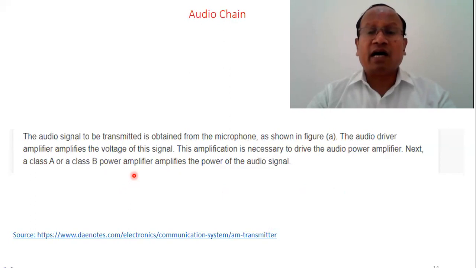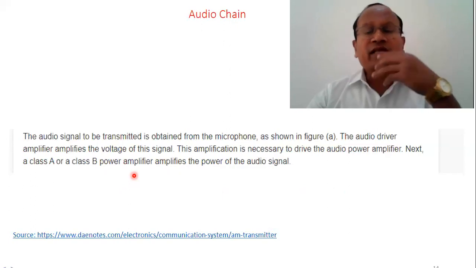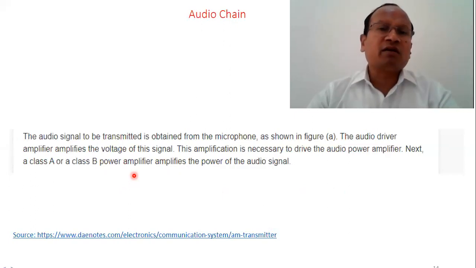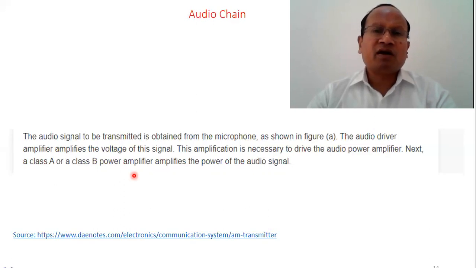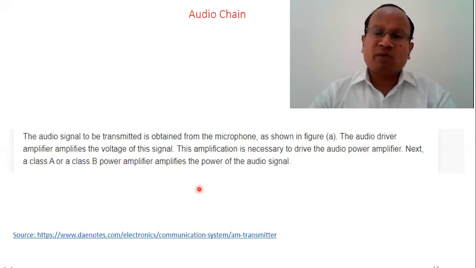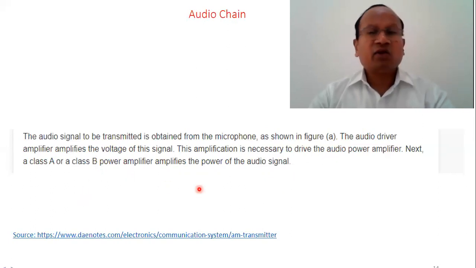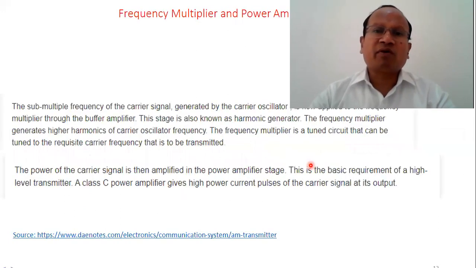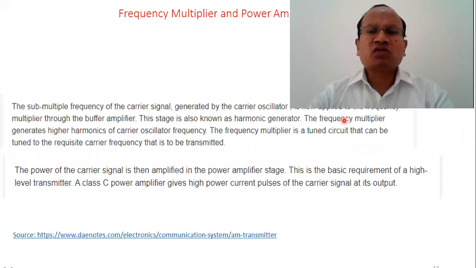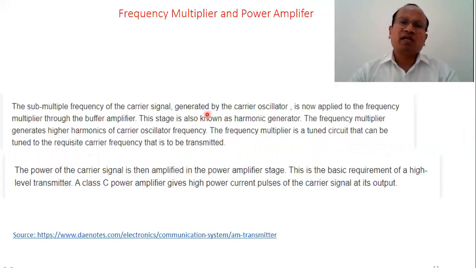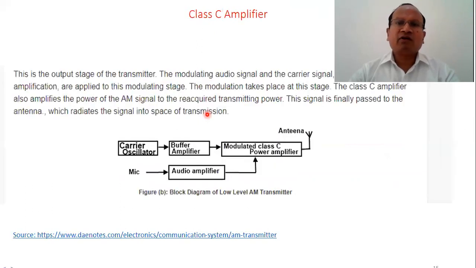Since the audio signal is not a very high frequency signal, a class C power amplifier is not actually required here. Rather, we can use either class A or class B, which have moderate, more than average accuracy in the amplifier. Whereas for the carrier side, we can use the class C power amplifier. This is already discussed: we use the frequency multiplier, the power amplifier, and the audio chain. We have seen that. And then the class C amplifier.